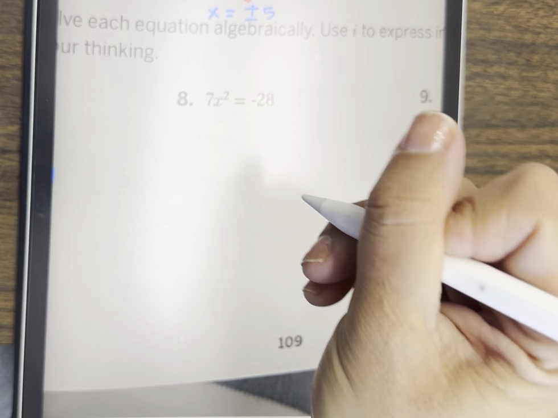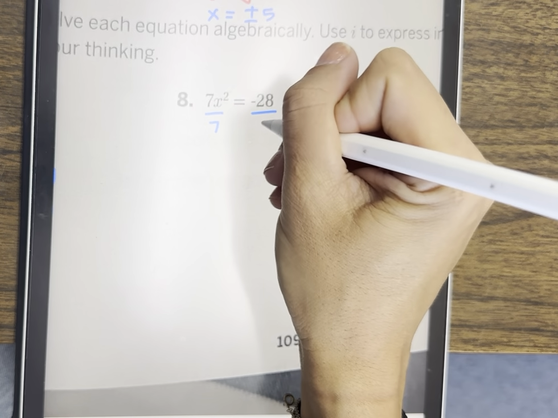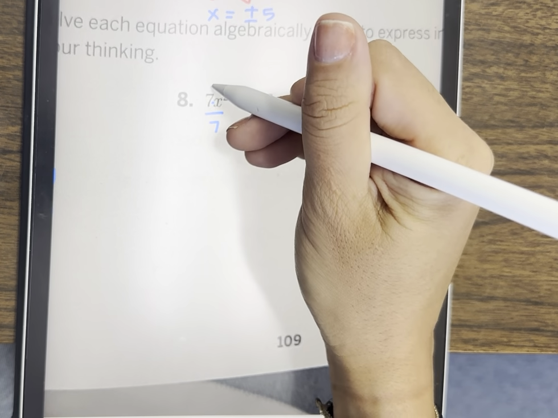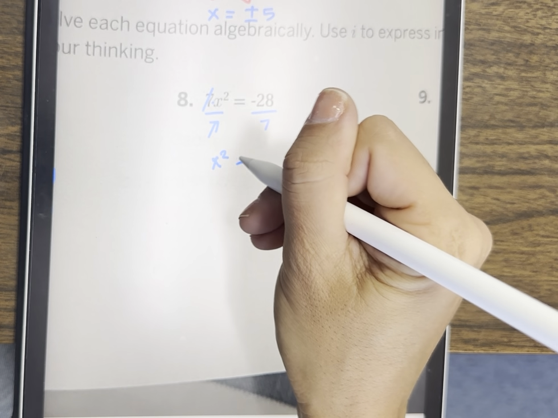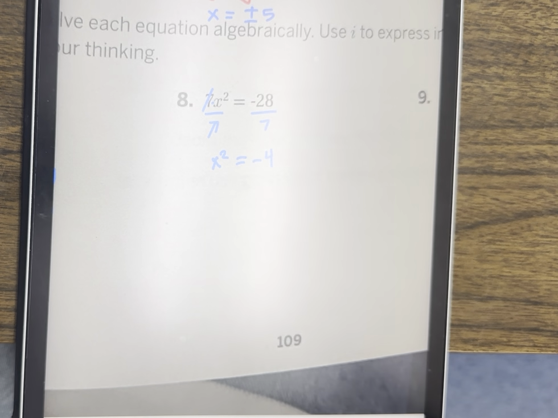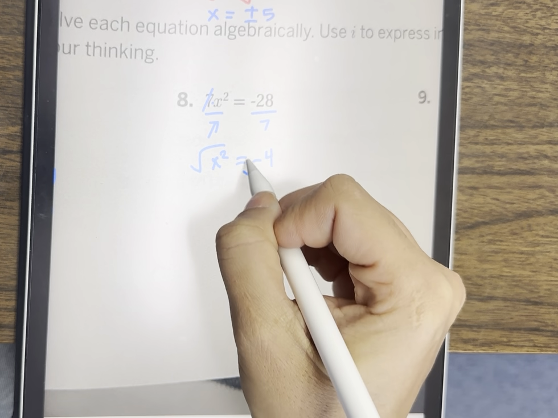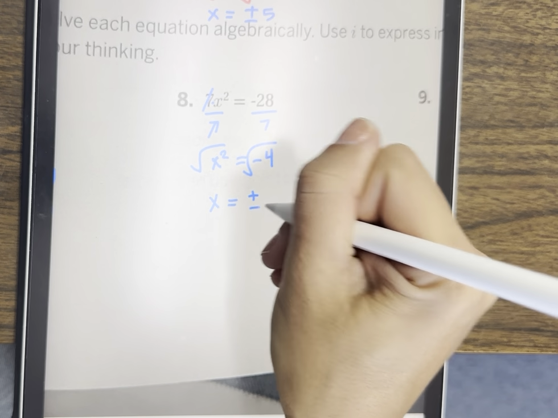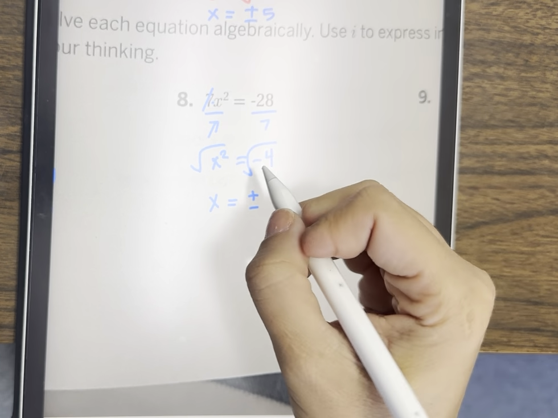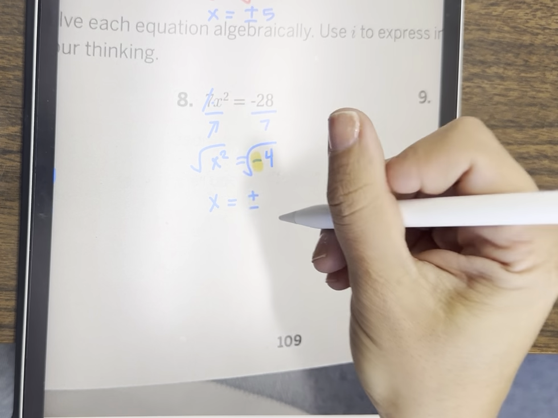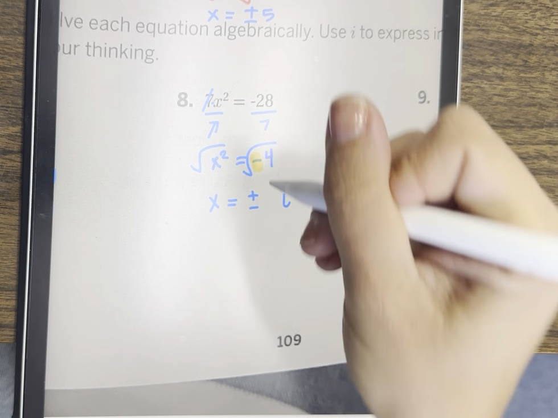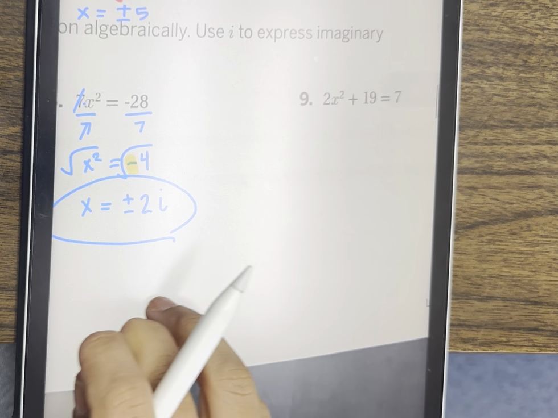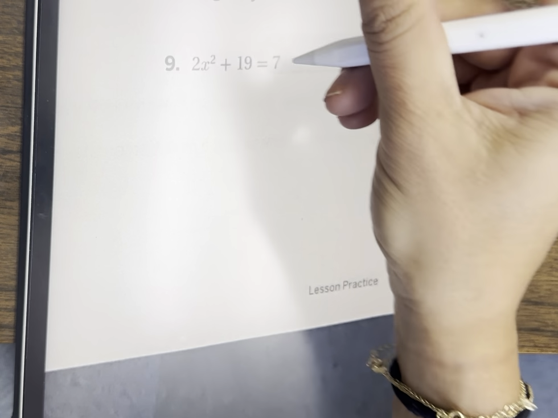Okay, number 8, solve, okie doke. First thing, 7 is times x squared, so I must divide it. It goes away. x squared equals -4. Then we square root both sides, and we get x equals plus or minus. And now we got to see what's going on here. This negative in the square root is going to be an i. And then the square root of 4, that's 2. Man, we are crushing it here, guys.